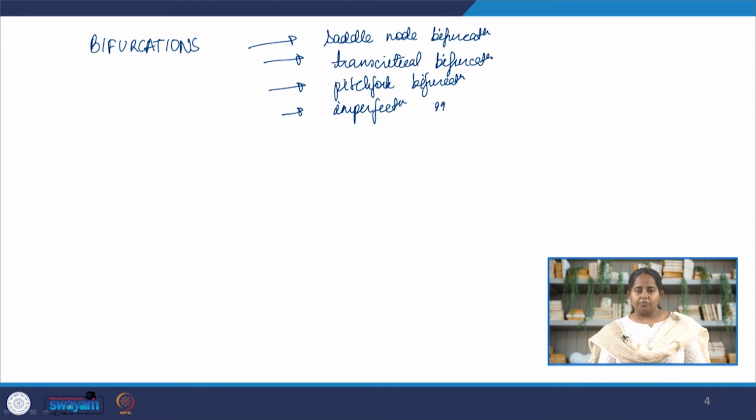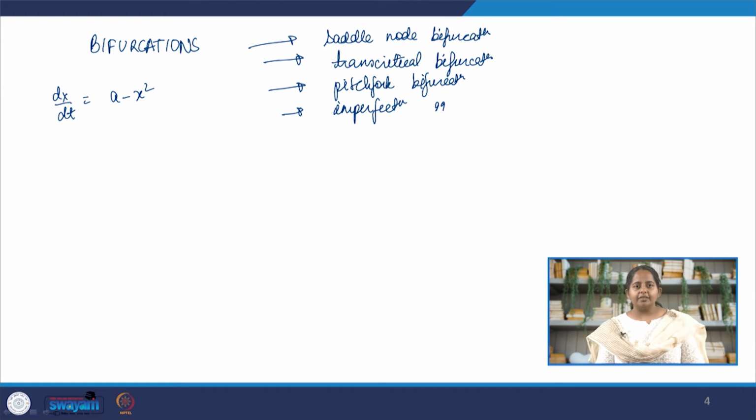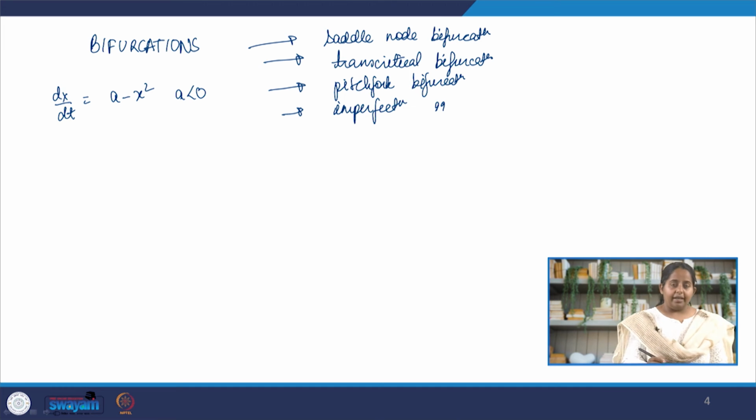In a 1D system, for our saddle node bifurcation, a typical example that we used was this one: dx/dt is equal to a minus x squared. Now, in this case, as a revision, remember as a varies, the number of fixed points also varies. Let's say when a is less than 0, what happens? When a is less than 0, what we get is no fixed point. So, the curve here will not have a fixed point, and the 1D phase portrait will look something like this.